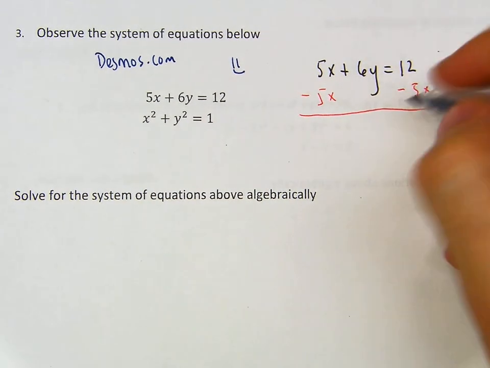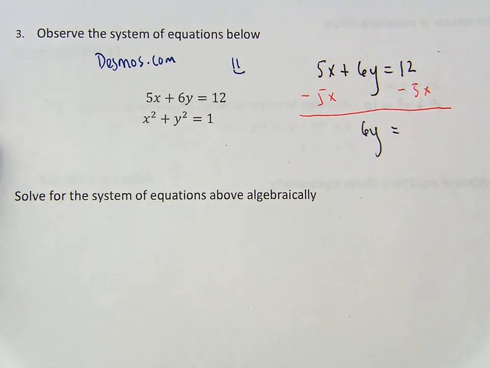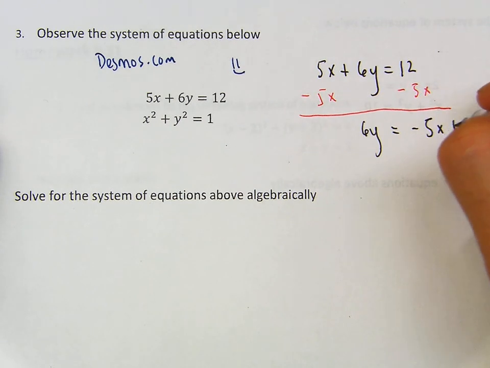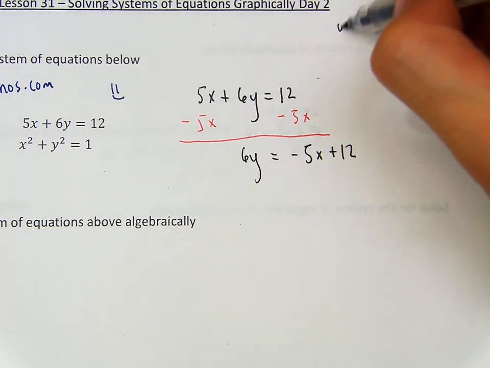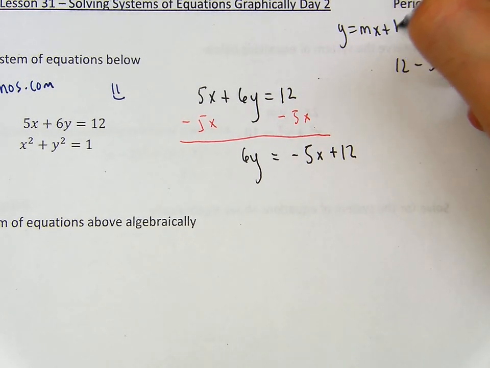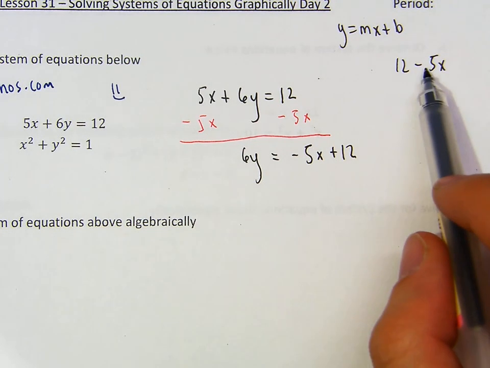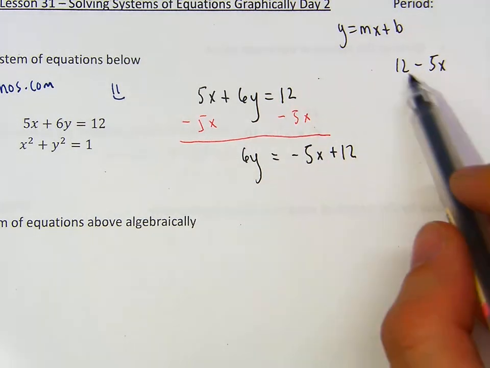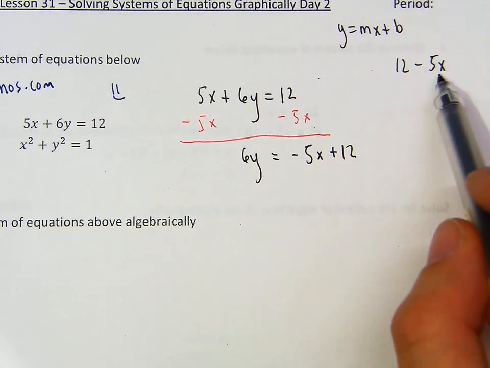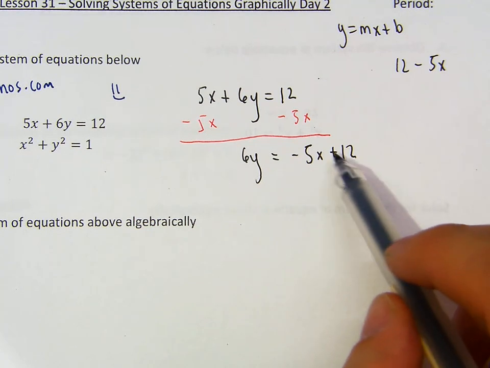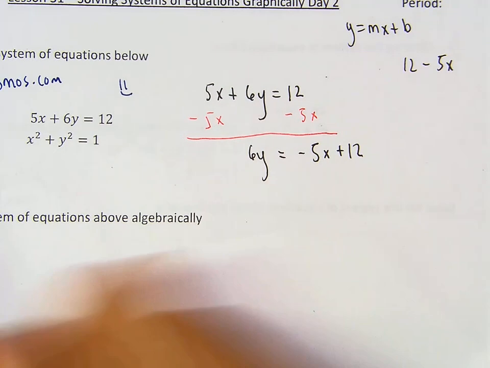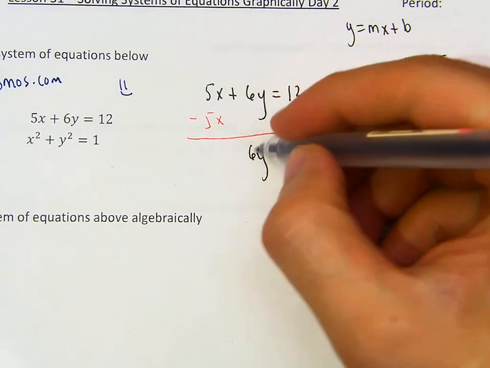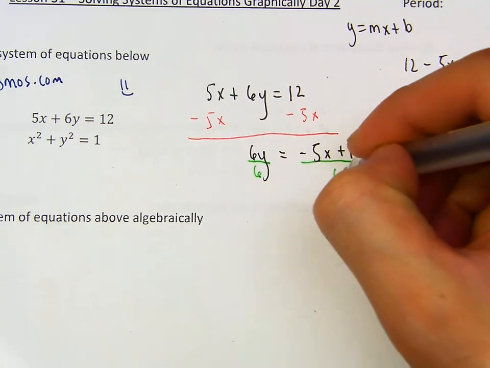Now you have 6y equals negative 5x plus 12. And if you're saying, why don't you write 12 minus 5x? The idea is you want it in y equals mx plus b form. 12 minus 5x is the same as negative 5x plus 12, but you want it in this form. So what's the next move? You want to divide both sides by 6.